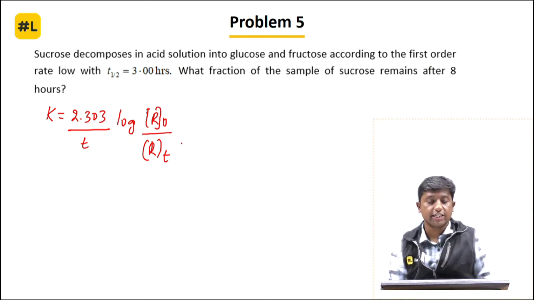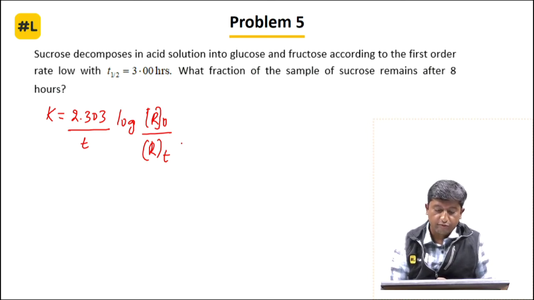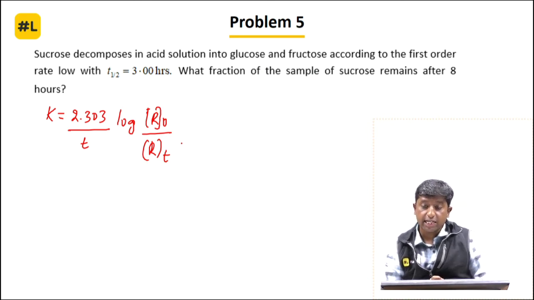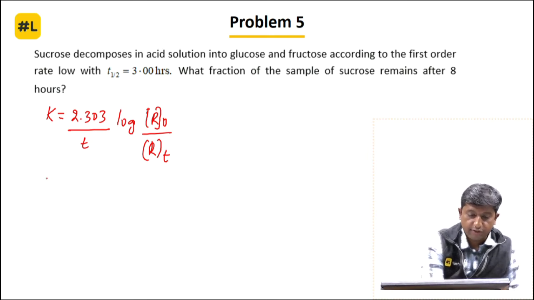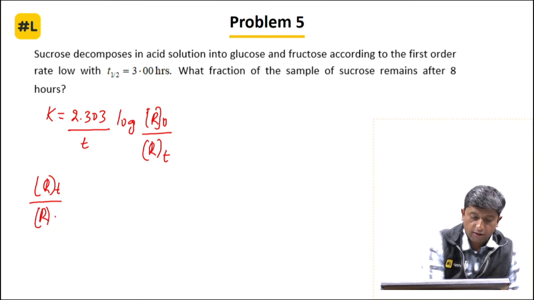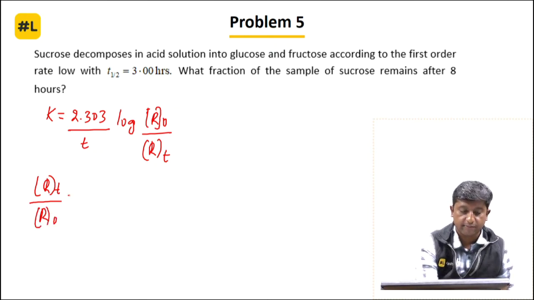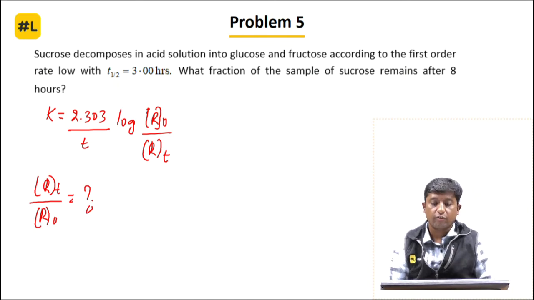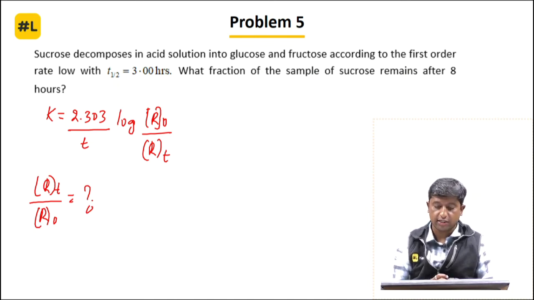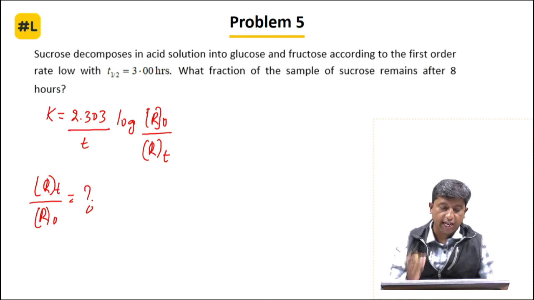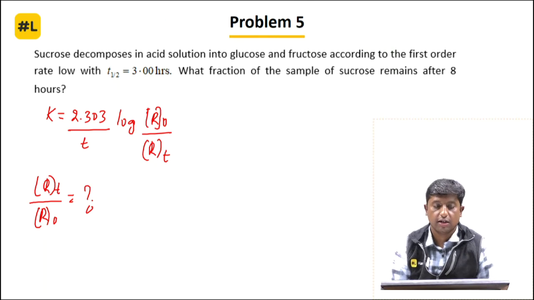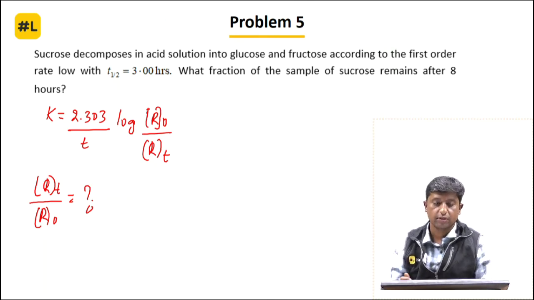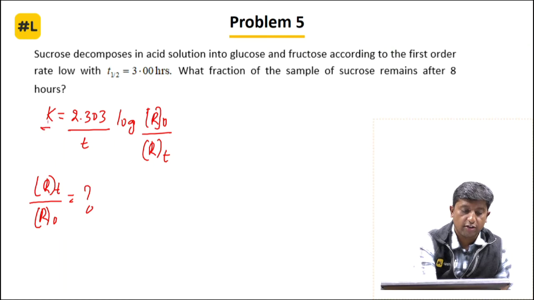Students, what we need to calculate here is very important. We need to calculate the fraction of the sucrose sample remaining after 8 hours. That is, we need to calculate Rt divided by R naught. We need to calculate this because in the problem you can see it asks what fraction of the sucrose remains after 8 hours. To calculate this we need to know the rate constant. You check in the formula, they have not given the value of k. So first you need to calculate the value of k here.